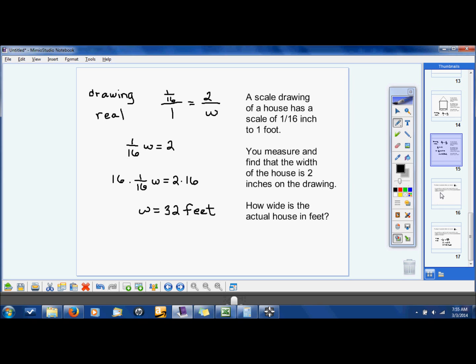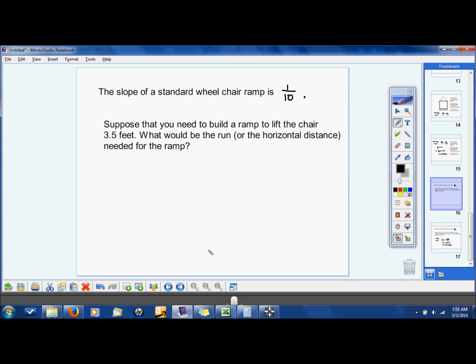All right, we have one more for the day. Wheelchair ramps. You probably see them, you take them for granted a little bit and don't think that there's actually a standard to them, but there is a standard. Slope of a standard wheelchair ramp is 1/10. Here's that slope that you've been seeing for years and years. Slope, remember, is rise over run in math and on your coordinate planes, but it really has real life applications. The slope of a standard wheelchair ramp is 1 to 10, rise over run.